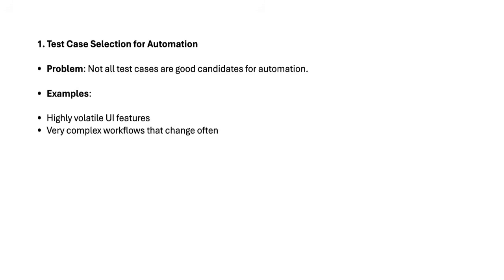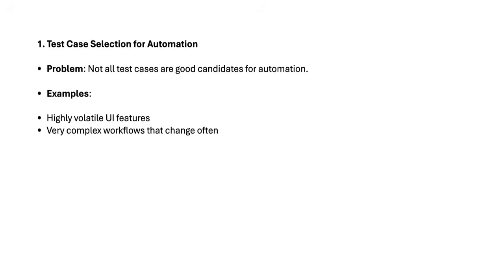The very first challenge is test case selection for automation. We know that while selecting which test case to automate, it is one of the biggest challenges that we testers face. In case the application is not stable, it is very difficult to choose. So here the problem is that not all test cases are good candidates for automation, right? Sometimes we have to choose specific test cases, and we have to have an idea of what type of test cases we are selecting.